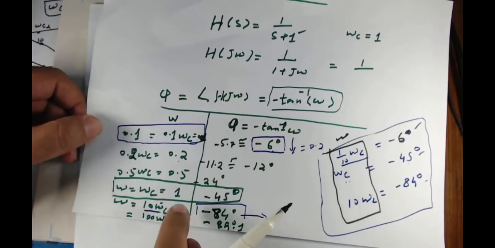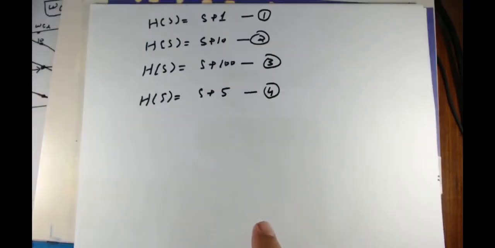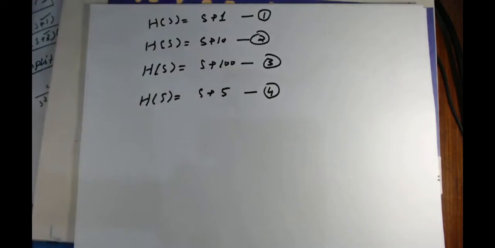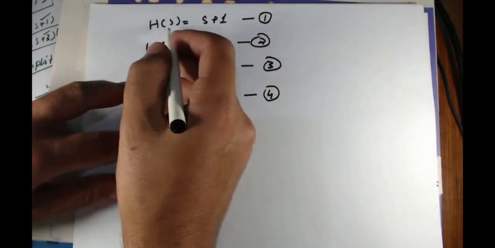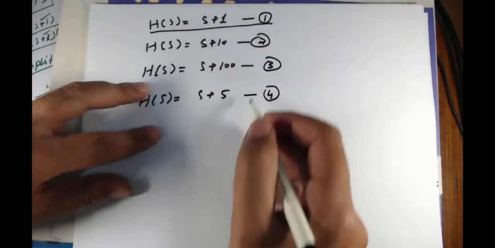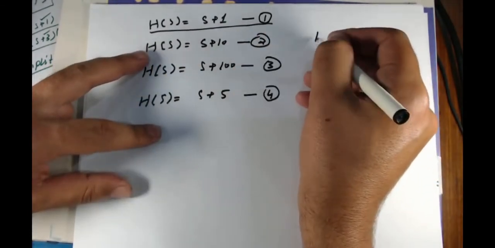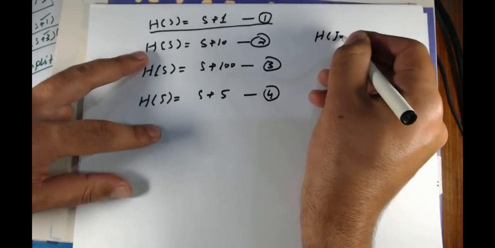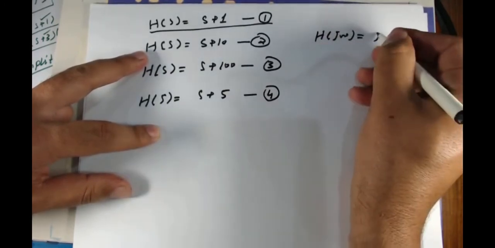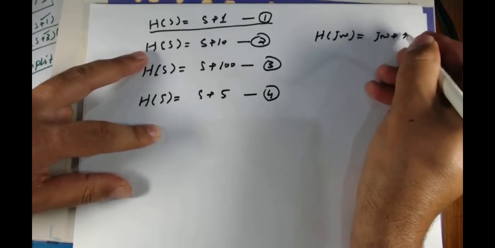Okay, you can draw this table, and then you draw this plot. Let's say I'll solve this one and you will solve the rest three. So what we have is H of j omega is equal to j omega plus 1.